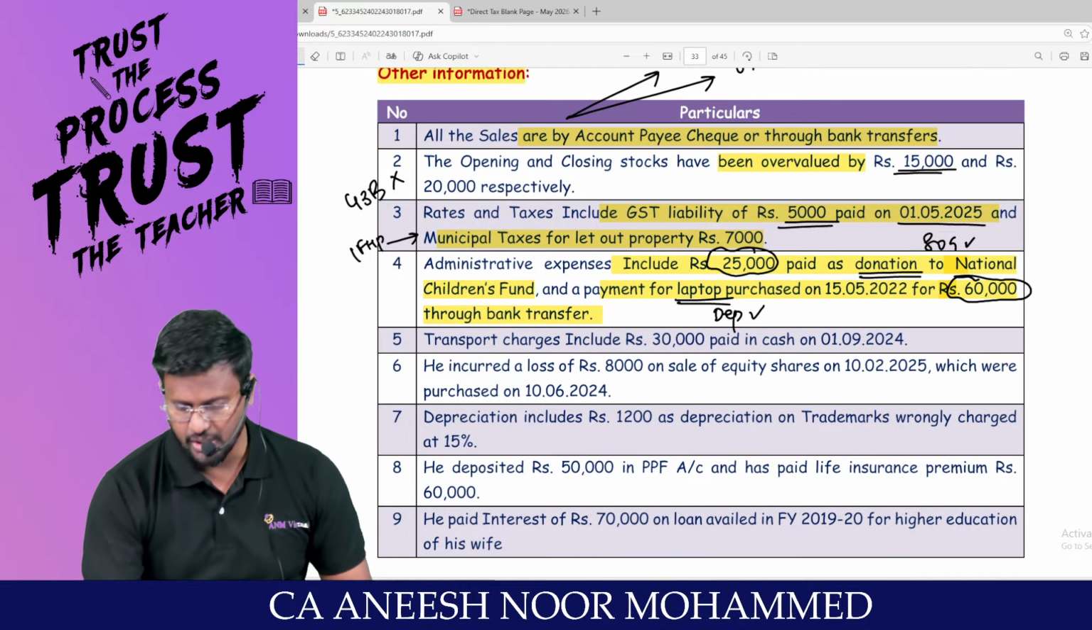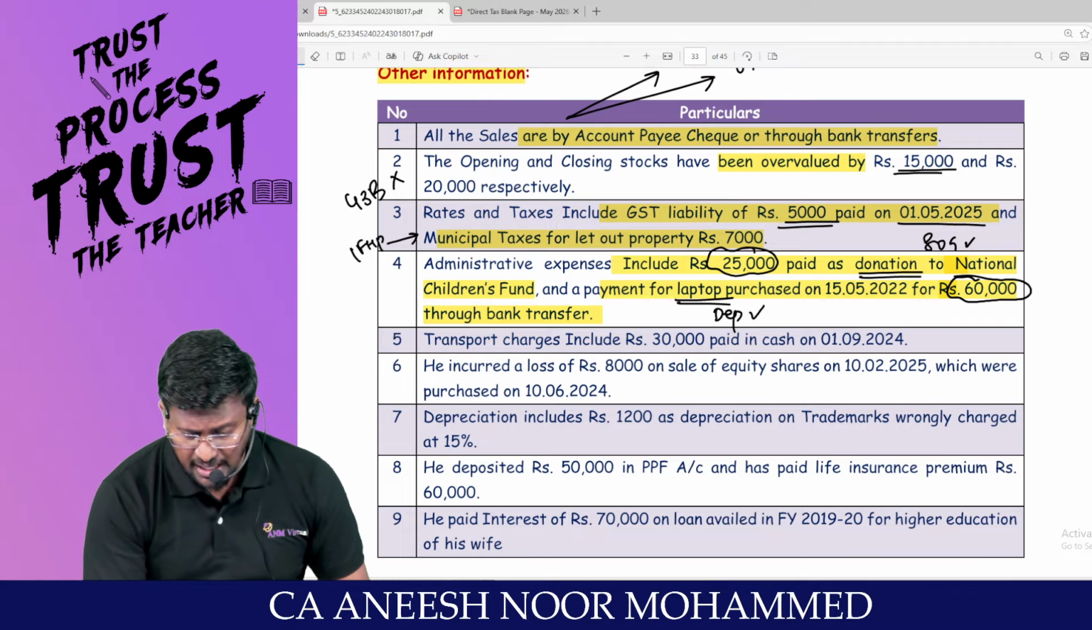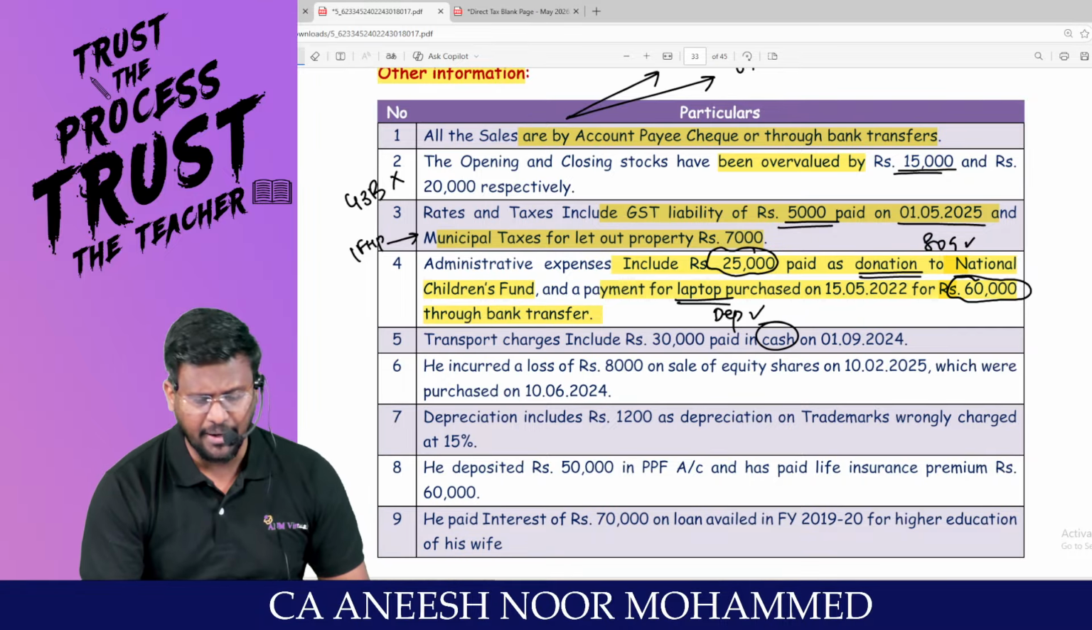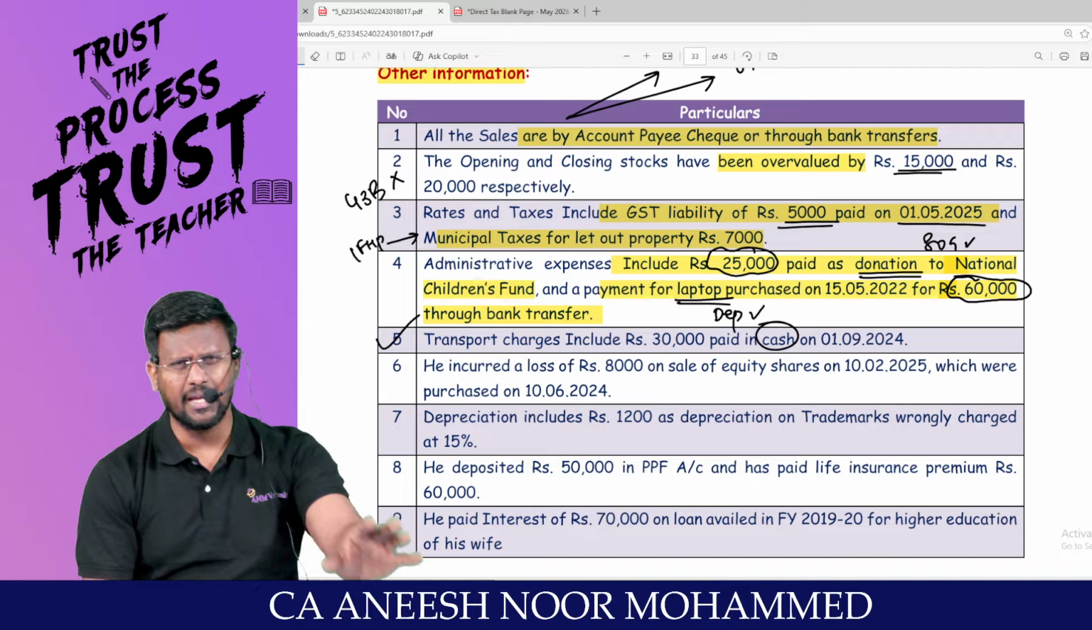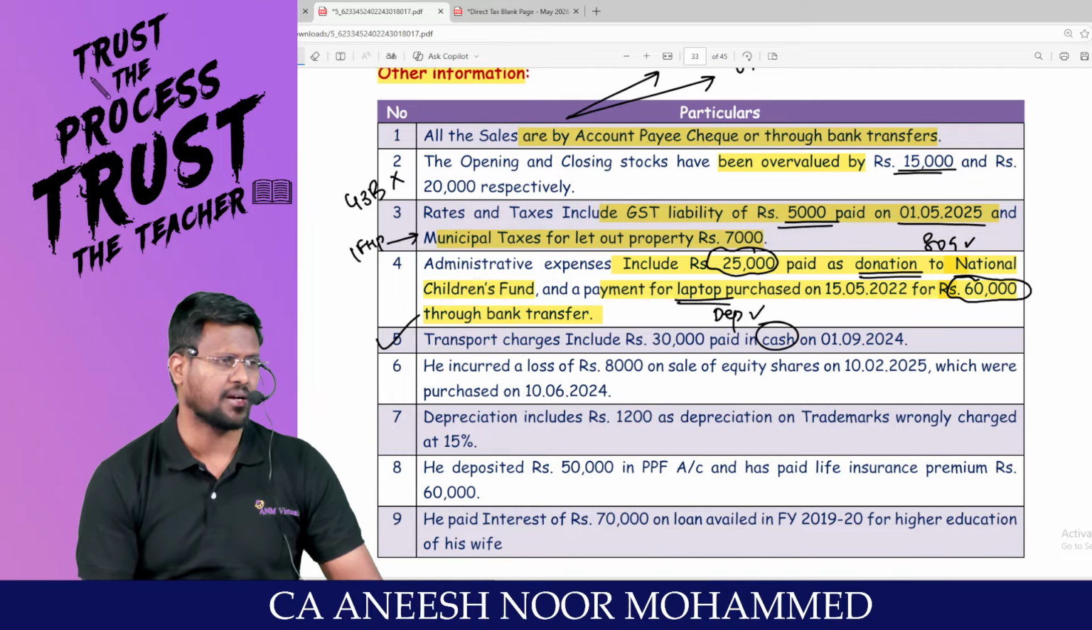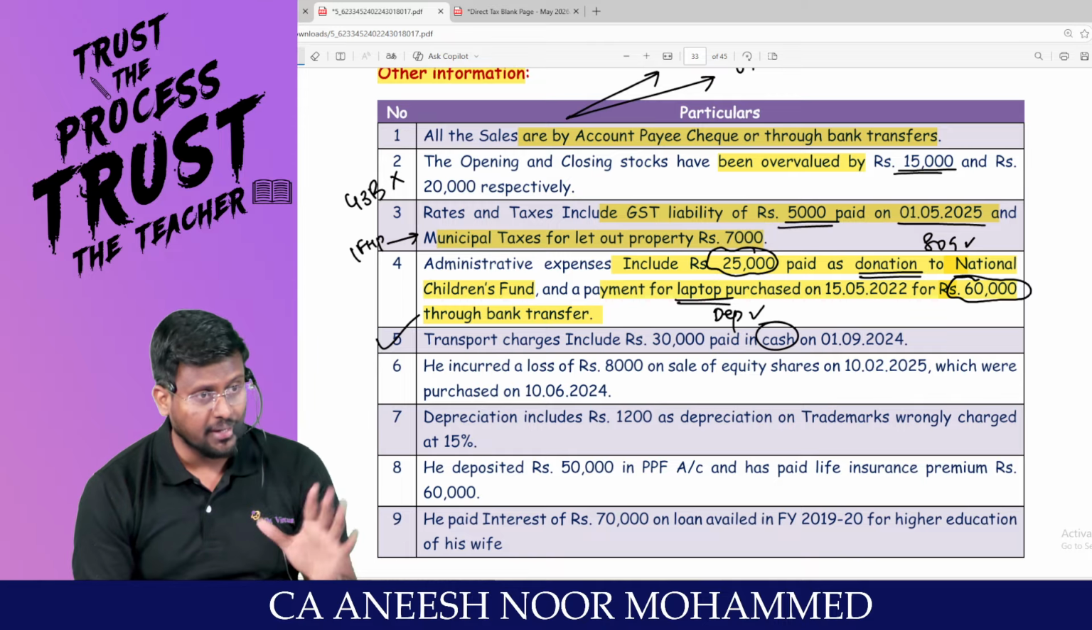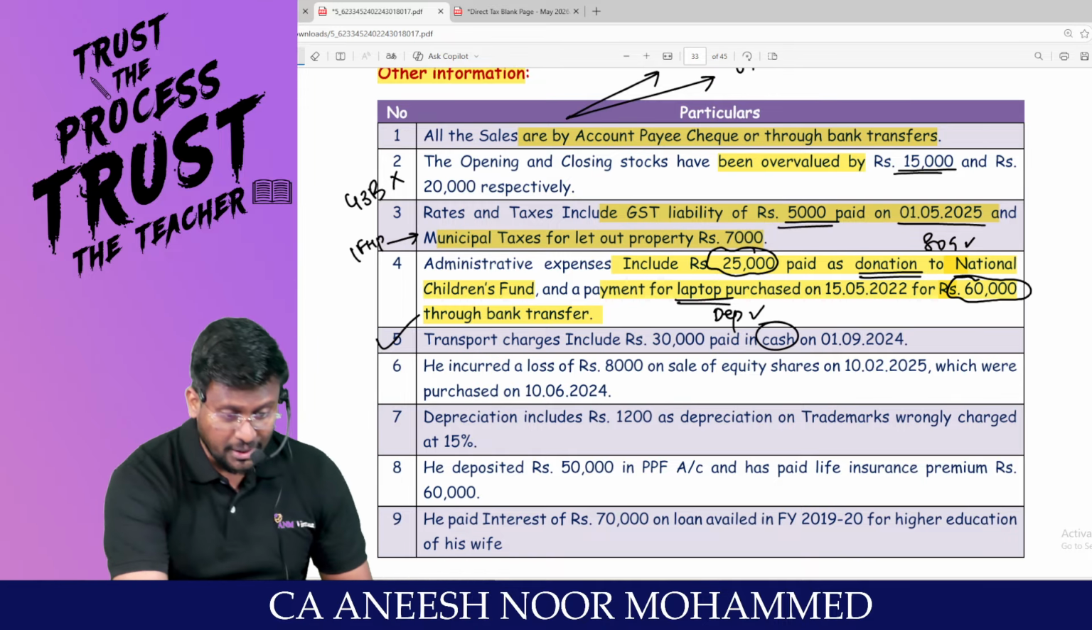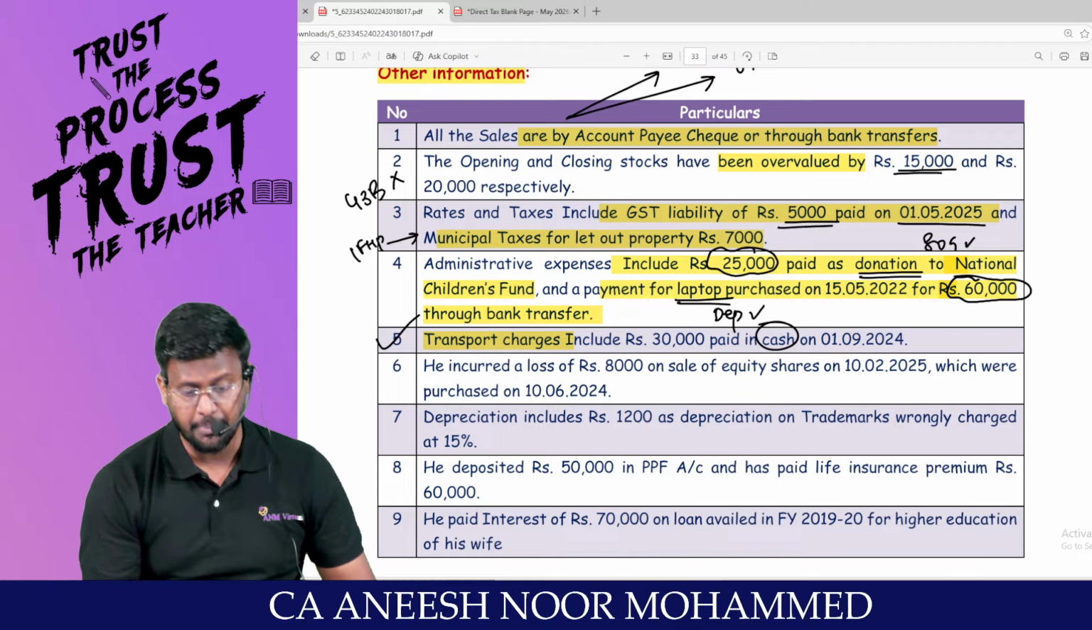Transport charges include 30,000 paid in cash, no problem, because for GTA in a single day, a 35,000 rupees limit is there. Certain students will add back this cash payment. You have to read it, transport charges, very specific.